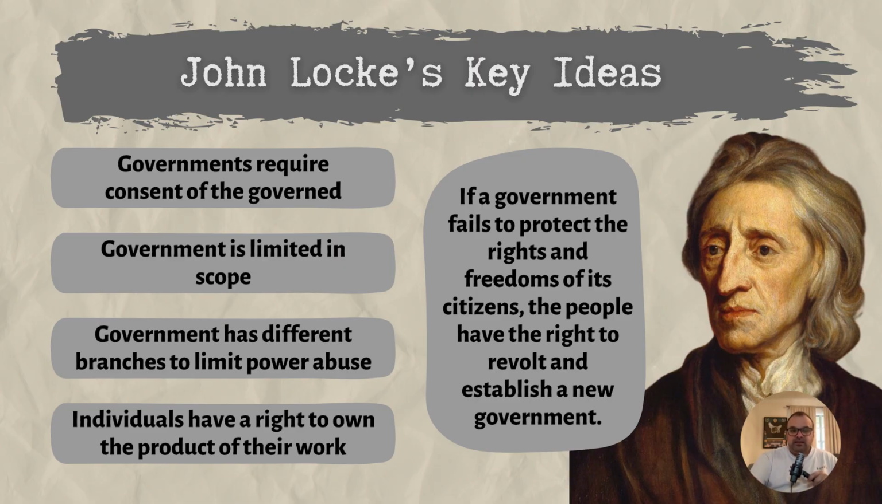Now, his most radical idea, fifth, is that if a government fails to protect the rights and freedoms of its people, of its citizens, the people have a right to revolt and establish a new one. That fifth idea is really the basis for the American Revolution. In fact, when we get to read the Declaration of Independence, that phrase is essentially there, right? That entire phrasing is pretty much what is written in the Declaration of Independence.